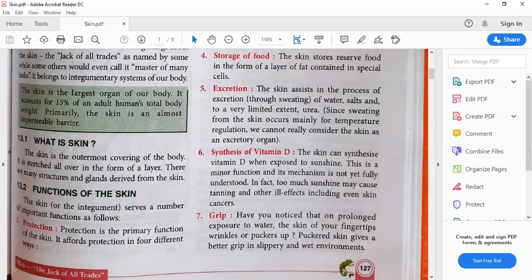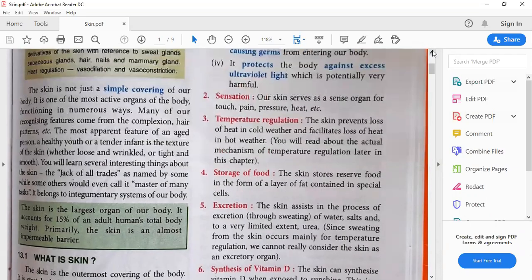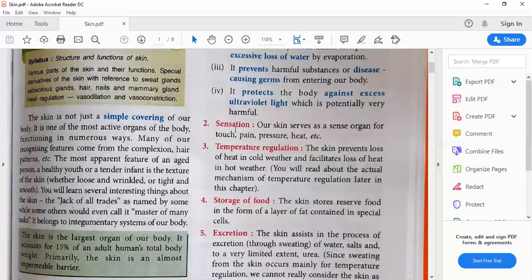The first one you always remember, that is protection. Okay, if you forget anything, at least you can think of protection. Then we'll study more in detail. Second is the sensation. Okay, the skin is serving as a sense organ for touch, pain, pressure, heat.